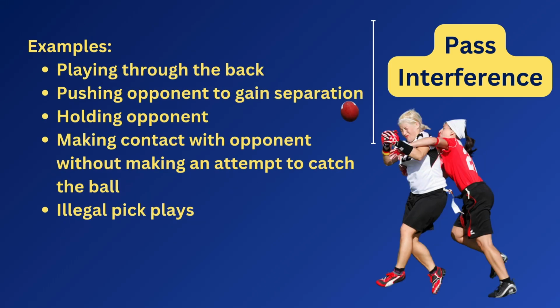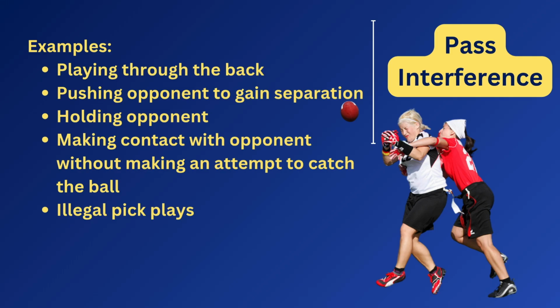Now, what can constitute pass interference? Here are a few examples that may be a penalty. The first is playing through the back. When we have a receiver or a defensive player, it doesn't matter offense or defense, the rules are the same. But when we have a player that is in position to catch the ball or make an attempt to catch the ball, and an opponent goes through that player, making contact through the back of that player, for instance, to get to the football, in that case, we can have pass interference.